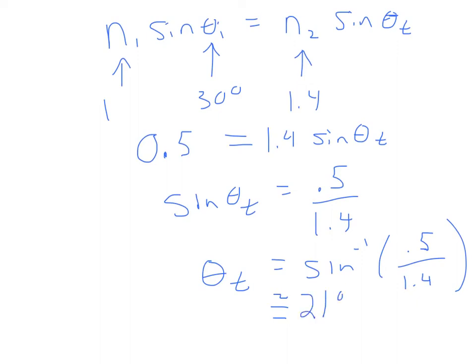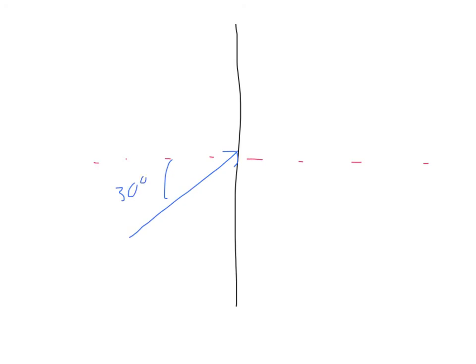Okay, so if I were to draw this, I'd have the same thing I drew a minute ago. I'll have my vertical line representing the interface. I'll have the normal here. Then I'll have my light beam, or my light ray, with an incident angle of about 30 degrees. That's this angle. And a transmitted angle of about 21 degrees. This is N2 equals 1.4. This is N1 equals 1.